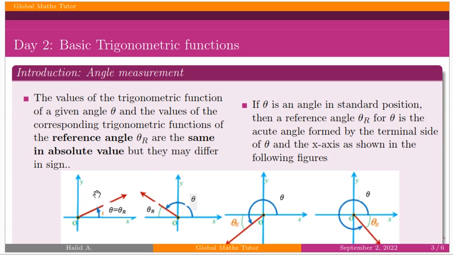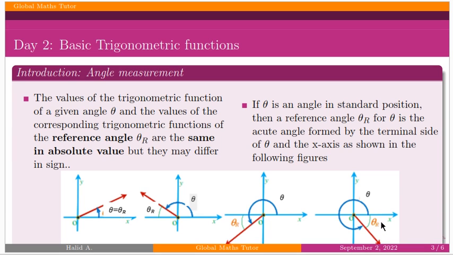So for example, for quadrant 1 angles, which means they have their terminal side in quadrant 1, their reference angle is simply the angle itself. And for quadrant 2 angles, their reference angle is the angle formed by the negative x-axis and the terminal side of the angle. And for quadrant 3, the reference angle is between the negative x-axis and the terminal side. The same with quadrant 4.